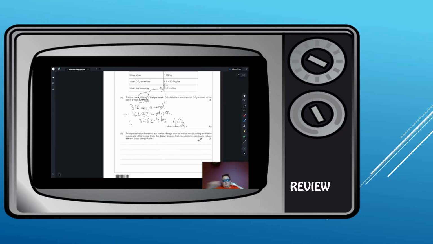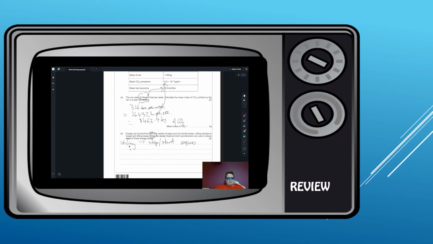Energy can be lost from cars in a variety of ways, such as idling, inertial, and rolling resistance. State design features that manufacturers can use to reduce each of these losses. So, if we start with idling, because I think that's the easiest one. Now, it just says state. We don't need to explain in any way. So, idling losses, that's stop-start engines. Yeah, so you may notice that now with a lot of cars that if you stop at a set of lights, put your handbrake on, take your foot off the clutch, take it out of gear, the engine will cut off.